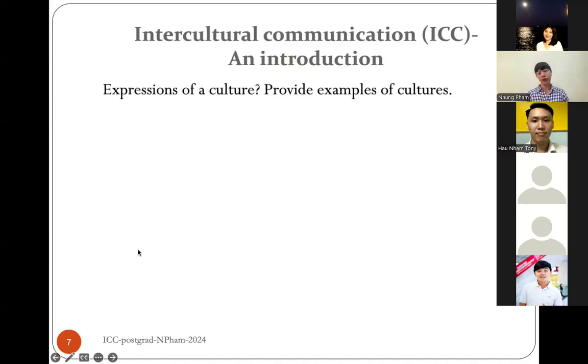Before we look at the key concepts, I would like you to ask yourself some of these questions. What are some examples of cultures? Or what are some expressions of a culture? In other words, when someone says culture, what shows in your mind? What do you think of? What do you associate culture with?